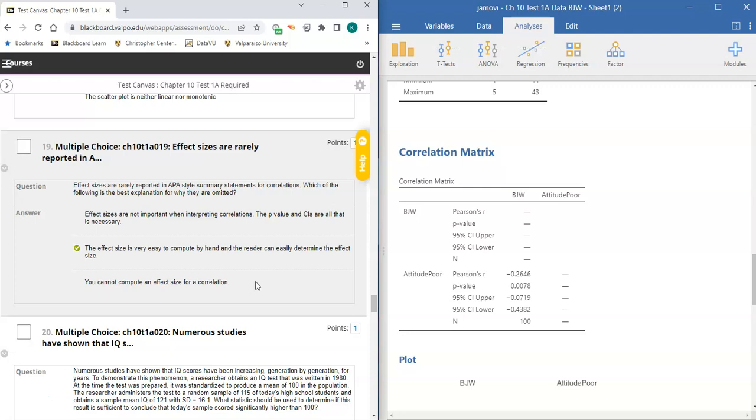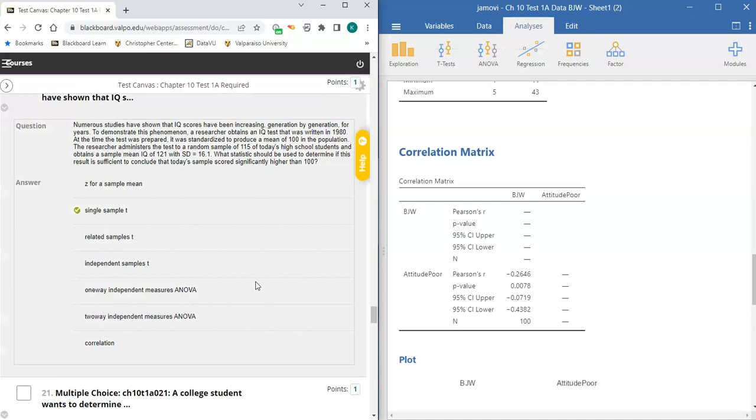cut lines for R. A correlation of 0.1 would be considered small, a correlation of 0.3 medium, and a correlation of 0.5 would be large. So you could just use those cut lines for R rather than the previous cut lines I gave you for R squared. They're exactly the same.